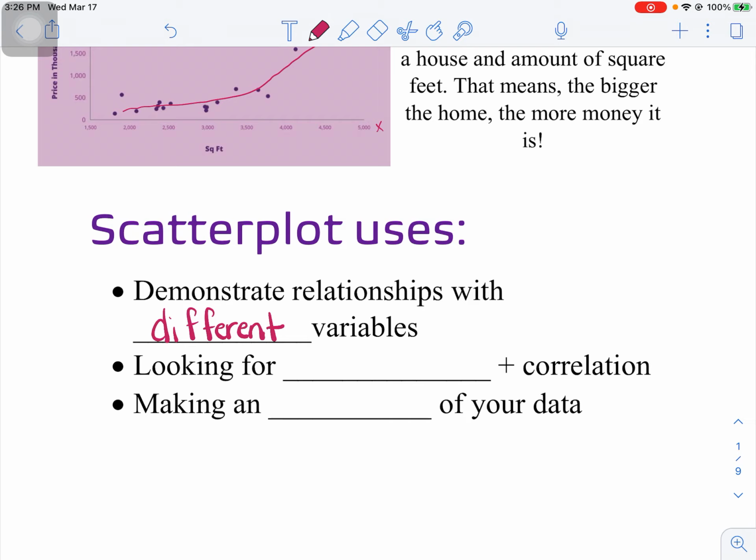And they represent something, like our square foot and our price in thousands. And we're looking for patterns in our data and looking for that correlation, how tightly things are together or how spread apart, or if it makes a straight line or not a straight line, or all the different things we're going to talk about. And we do all this because we want to make an analysis of our data. We want to know what in the world this data is telling us. So we have to be able to analyze our data.